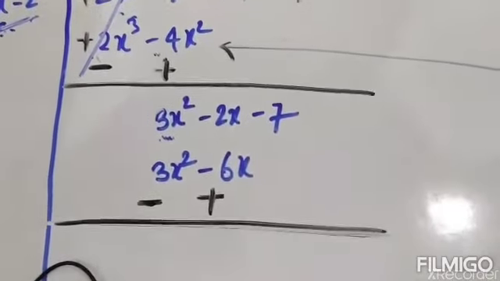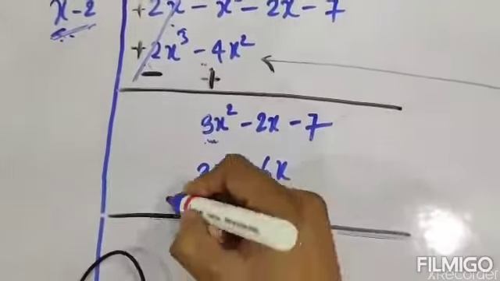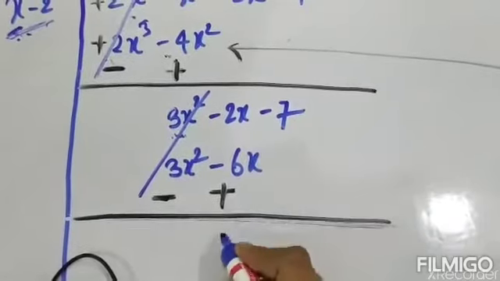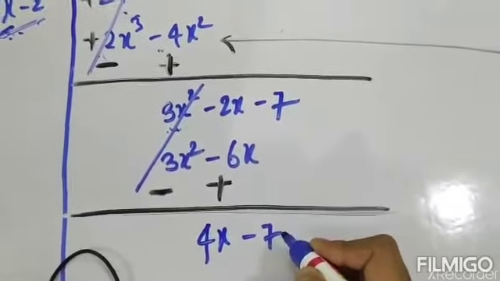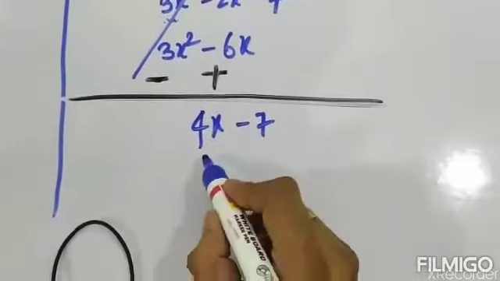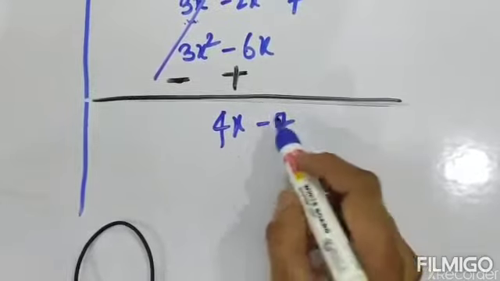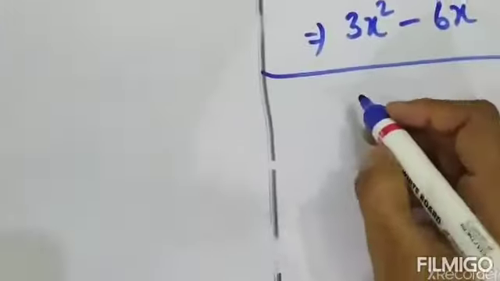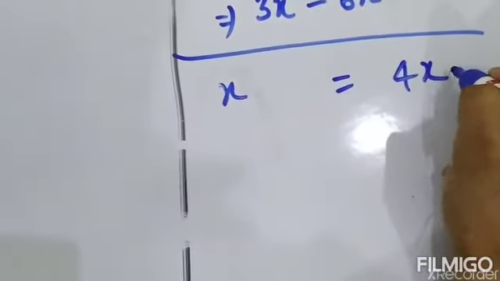After the same process, subtract now. So this is already cancelled. One is positive, one is negative. Now 6x minus 2x, 4x, minus 7. So we need 4x only. Don't bother about this one. We need only 4x. So if you are going to multiply x, we require a 4x.